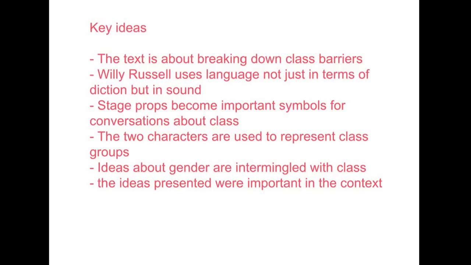Stage props become important symbols for conversations about class. In particular, the nude painting becomes a subject of the conversation in the scene. But also we see the books at the start being used as markers of the educated class, and how indeed Frank himself subverts them by turning them into places to hide his bottle of scotch. The two characters are used to represent class groups. They're not just individuals on a stage. They represent bodies of ideas. They represent whole social groups, and allow for conversations about those.